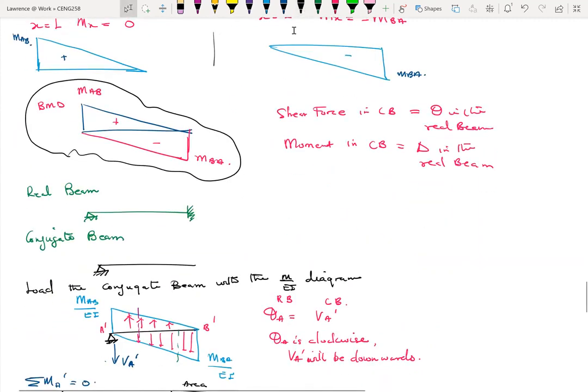Then, because we still want to find theta A, we have to use the conjugate beam method approach, which we learned last semester. With that approach, you have to convert your real beam into a conjugate beam. We explained that if the real beam has a fixed support, in the conjugate beam it becomes a free end. So that's where we move from the real beam to the conjugate beam.